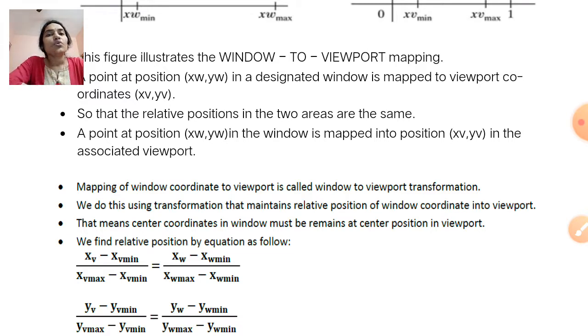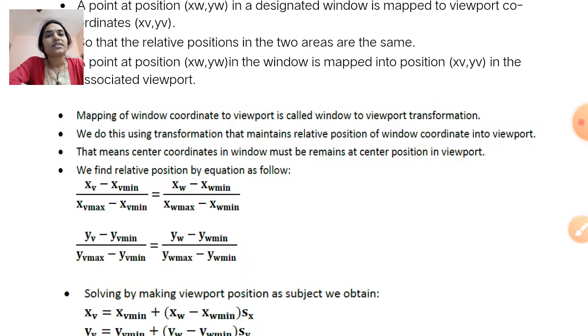We do this using a transformation that maintains the relative position of window coordinates in the viewport. That means the center coordinate in the window must remain at the center position in the viewport. The window coordinate center position must remain the same at the center position in the viewport coordinate. So we find the relative position by the equation as follows.